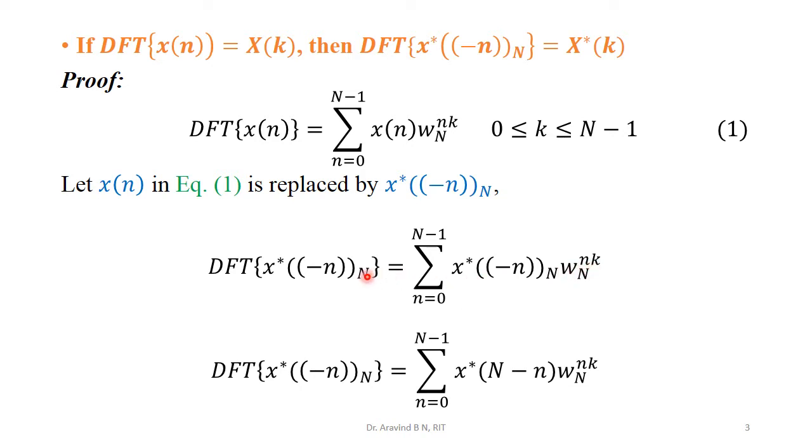Now keeping the left hand side as it is, on the right hand side, instead of this x conjugate of minus n with respect to n, we can also write this as x conjugate of N minus n. Because it is circular in nature, that is what this representation is also going to realize. Therefore, on the right hand side, the summation range remains the same, x conjugate of N minus n omega N nk.